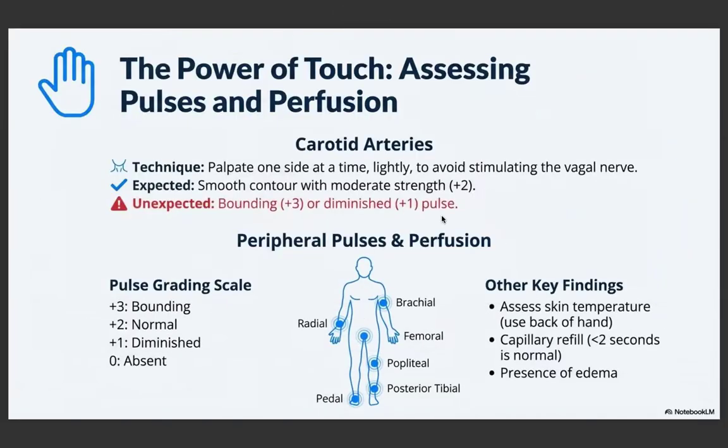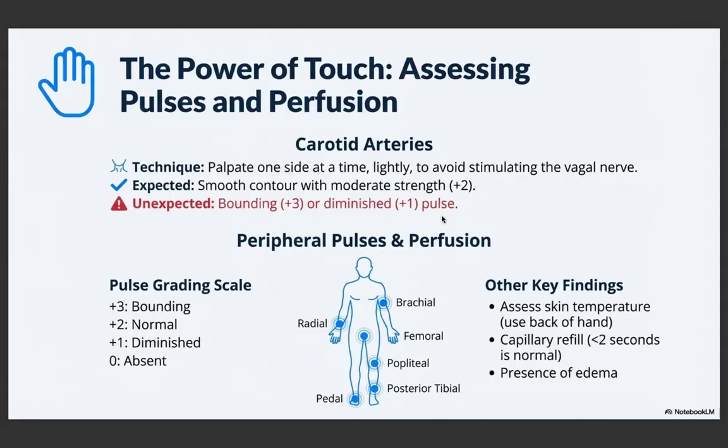All right, so for perfusion, when we do our pulses, remember when you test your pulses, you're going to test them at the same time, bilaterally, left and right. The only time where we're not going to do this, please, please don't do this: do not palpate the carotid arteries at the same time. You are going to stimulate that vagus nerve. You are going to reduce blood flow to the brain. You are going to cause your patient to pass out. Don't do it.